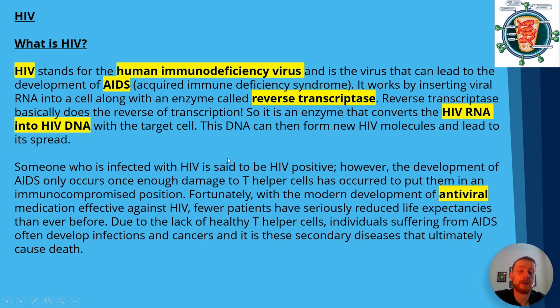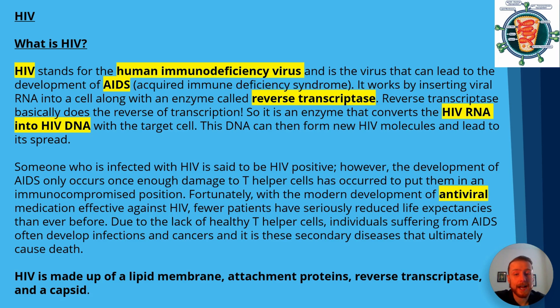So someone who is infected with HIV is said to be HIV positive. However, the development of AIDS only occurs once enough damage to T helper cells has occurred to put them in an immunocompromised position. Now, fortunately, it's no longer the death sentence it used to be. With the modern development of antiviral medication, fewer patients have seriously reduced life expectancies than ever before. Now, due to the lack of healthy T helper cells, though, individuals suffering from AIDS are very prone to infections and cancers, and it's these secondary diseases that typically cause the death of the patient rather than the HIV virus itself.